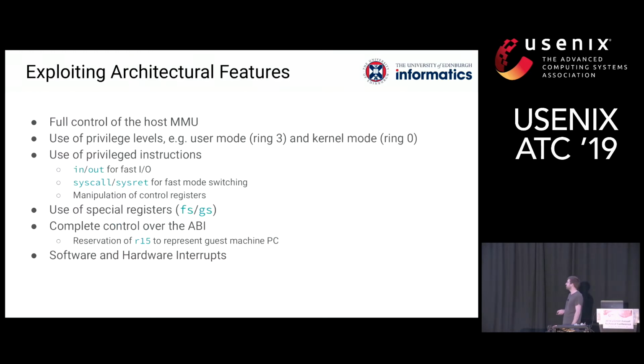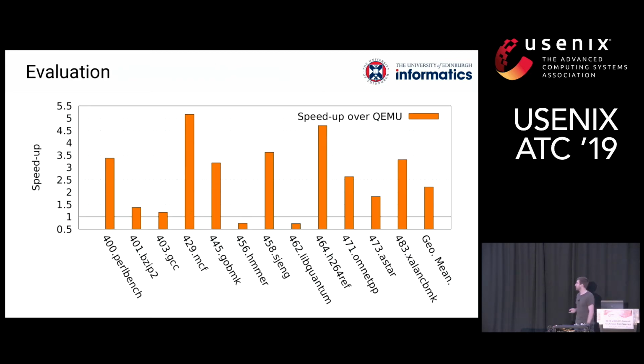And we can exploit quite a few architectural features running in this bare metal virtual machine environment. We have full control of the host MMU, which I mentioned at the start. We can use privilege levels, so we've got user mode and kernel mode. ARM have their privilege levels, user mode and kernel mode, and we can mirror that in the execution of our guest and take advantage of memory protections that way. We can use privileged instructions like in and out and syscall and sysret. We can use special registers. We have complete control over the ABI, so we can do things like reserve registers to use for our own purposes. And we can use software and hardware interrupts for fast device communication.